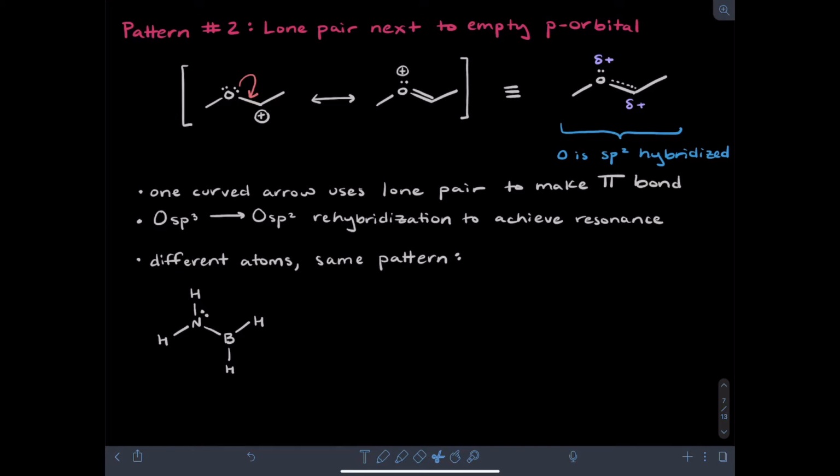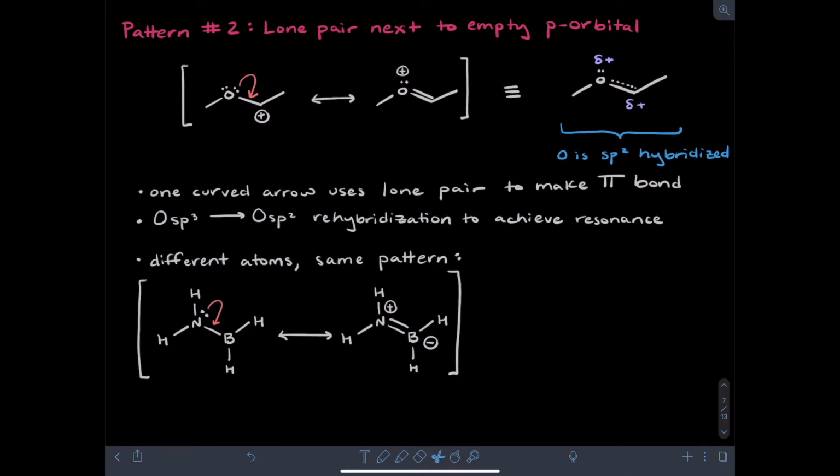For example, let's consider this molecule where I have a nitrogen with a lone pair next to a boron with an incomplete octet, and therefore having an empty p orbital. I'd draw my curved arrow with the tail from the nitrogen lone pair and the head at the middle of the nitrogen-boron bond.